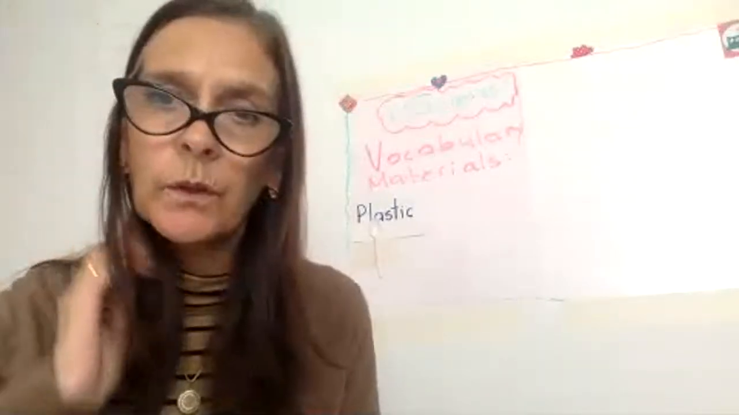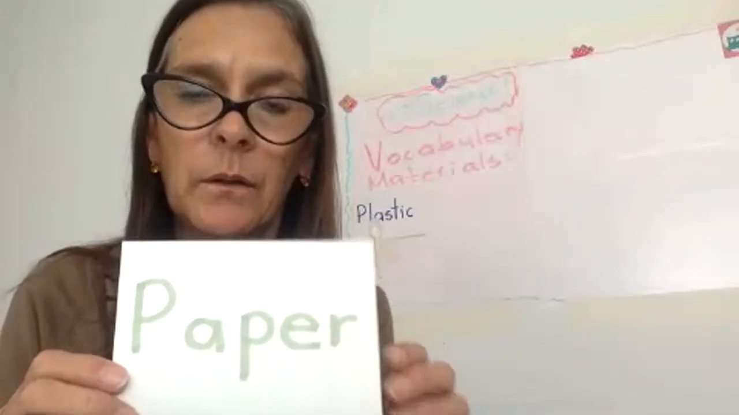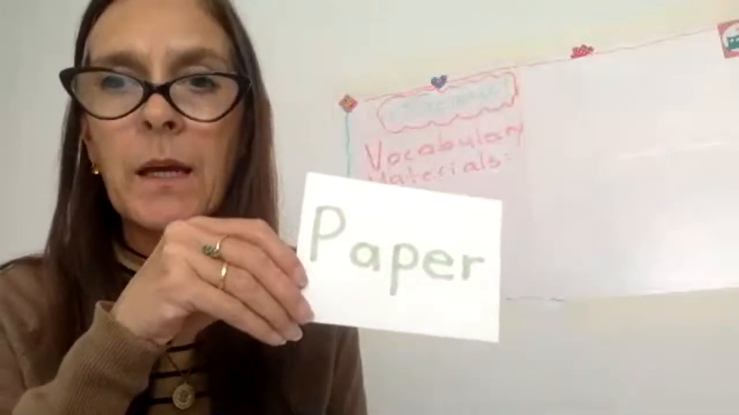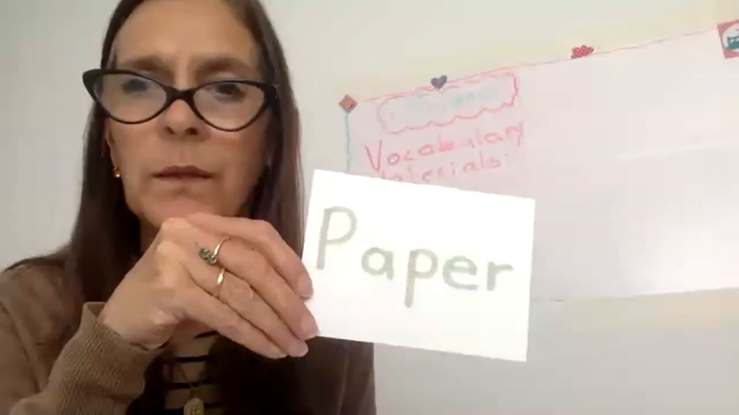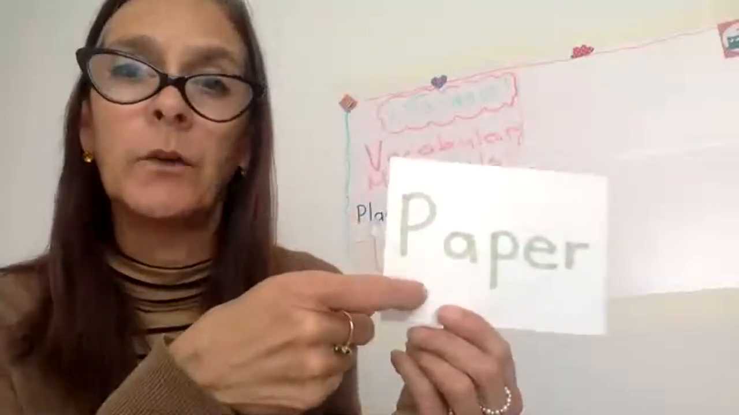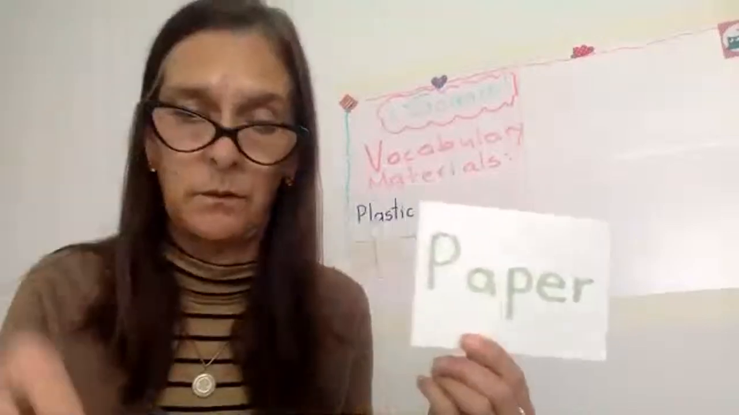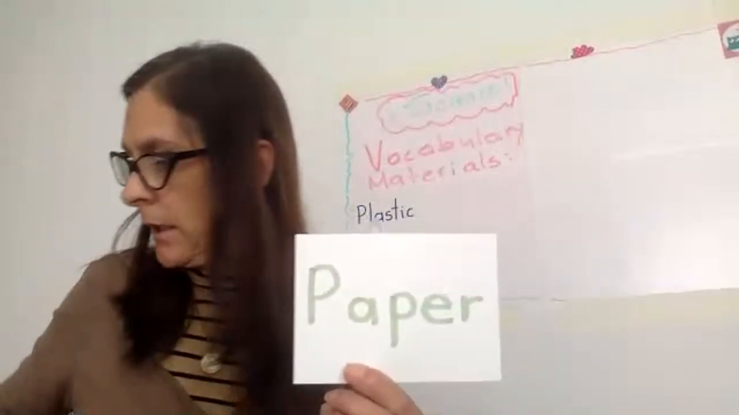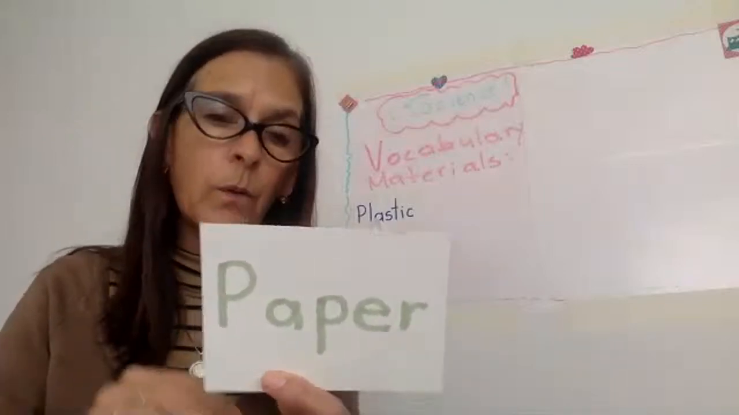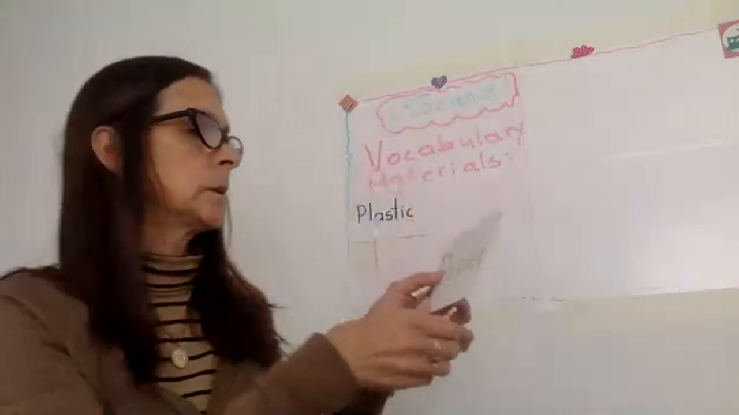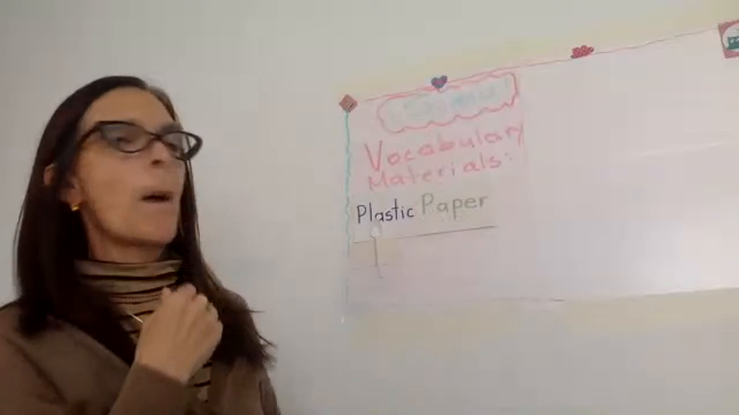Now, the next word that we have is paper. Let's repeat paper. Okay, we use paper in many things. For example, I wrote the word on a paper. Yes? Yes. And I'm going to paste again the flashcard with the word paper.